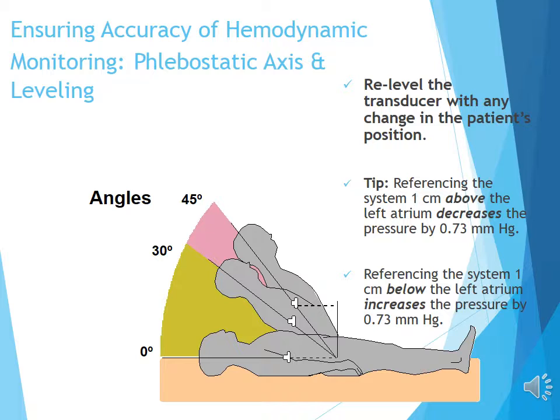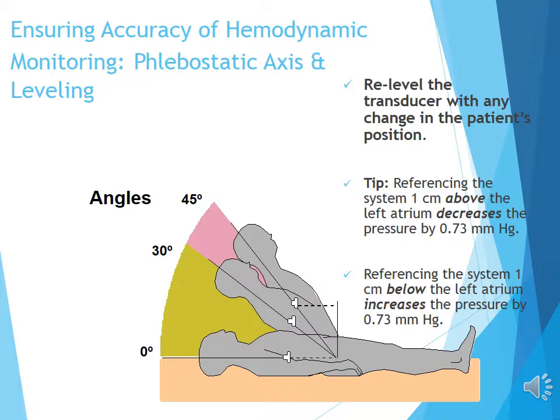It is a nurse's responsibility to ensure that the hemodynamic monitoring system is accurate by using your phlebostatic axis and leveling. So you want to make sure you re-level the transducer with any change in the patient's position. So if the head of the bed goes up with the patient, you're sitting them up for some reason, you need to zero and re-level to make sure you still have those arterial line pressures that are accurate. If the patient gets up in the chair, same thing, you're going to want to re-level that transducer.